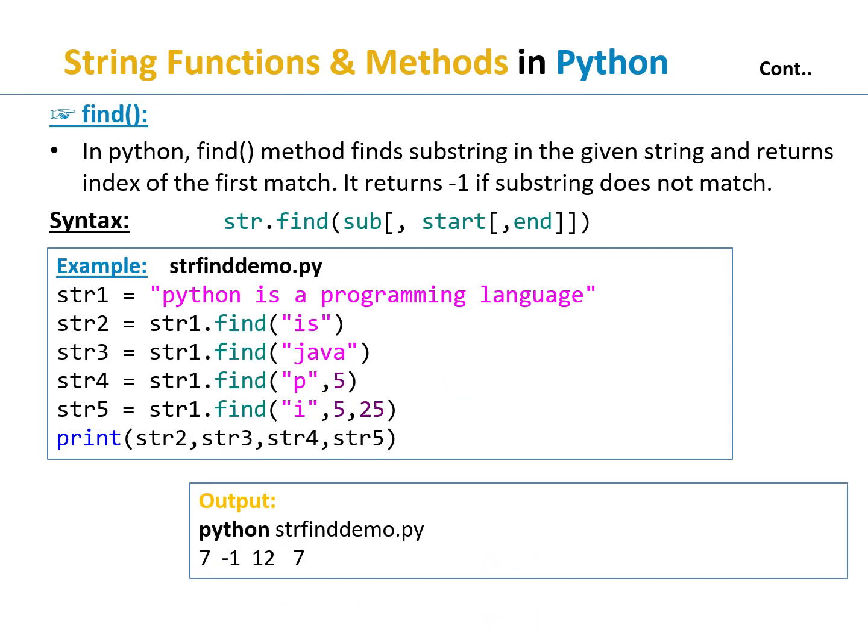In Python, the find method finds a substring in the given string and returns the index of the first match. It returns -1 if the substring does not match.